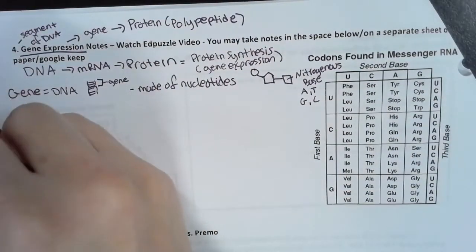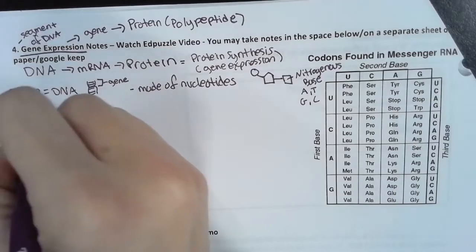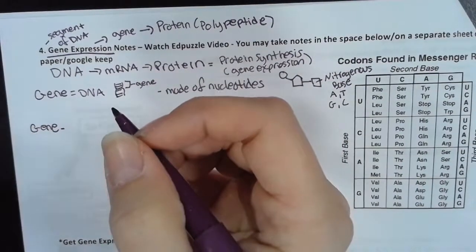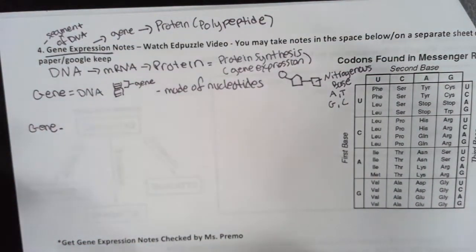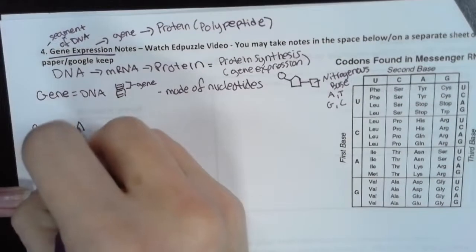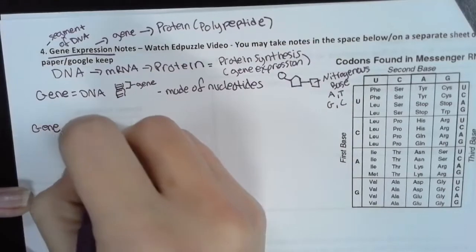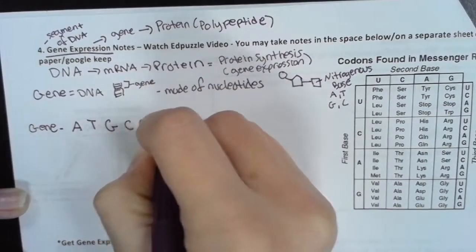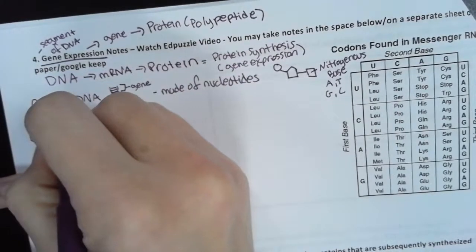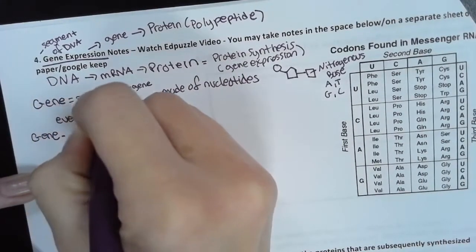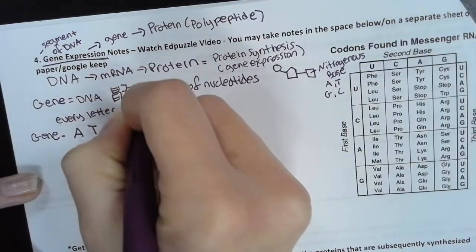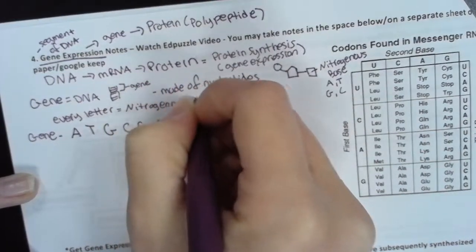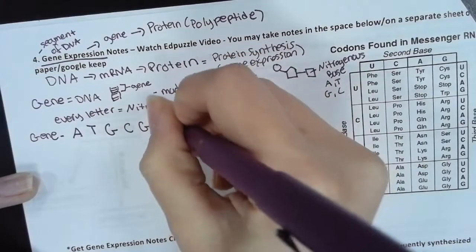Okay, so let's do a little example. So when I'm writing a gene, remember, I'm just basically going to write my sequence of nucleotides, which I do just by the nitrogen bases. So let's say I have a gene that has A, T, G, C, G, A. Remember, every letter equals a nitrogenous base. Alright, so that was my DNA.